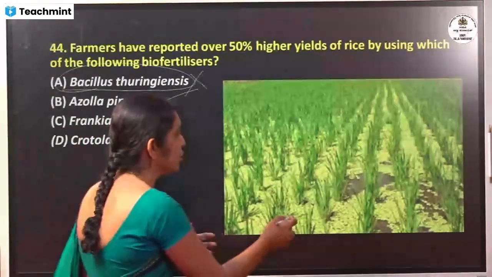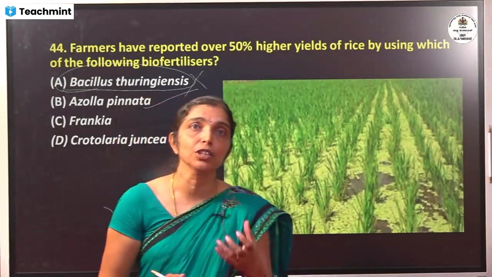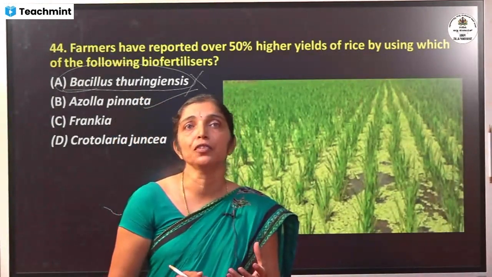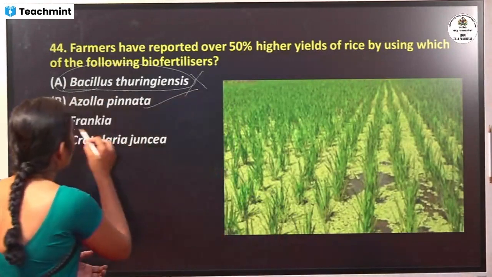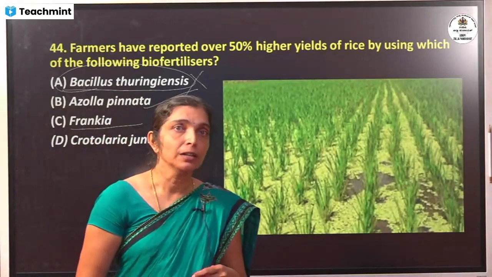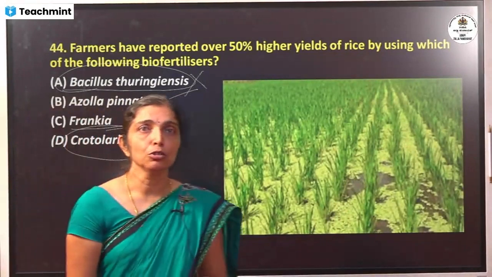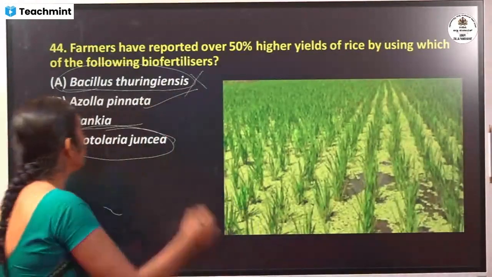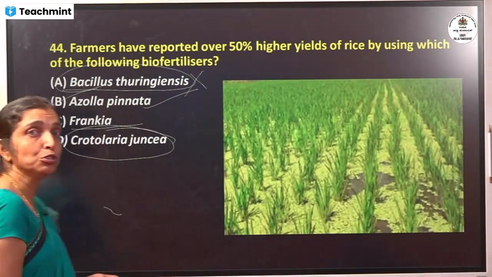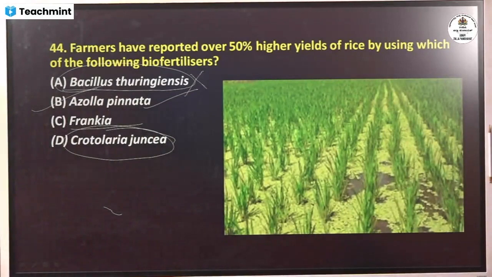In this picture, you can see the farm which has a lot of Azolla in it. So Azolla pinnata is used as a biofertilizer. Now Frankia also fixes atmospheric nitrogen in non-leguminous plants, whereas Crotalaria is a Fabaceae member. So among the four options, the right option that the farmers use to enhance the yield of the rice fields is B, Azolla pinnata.